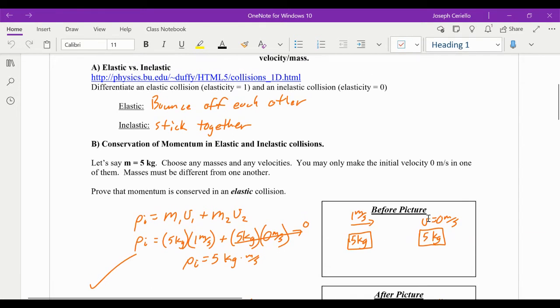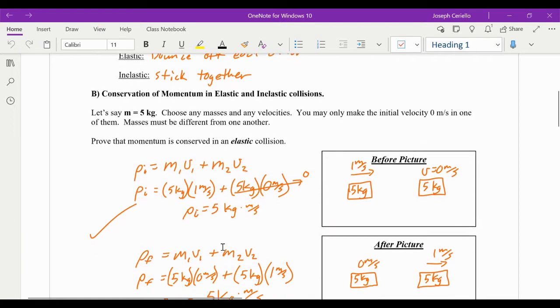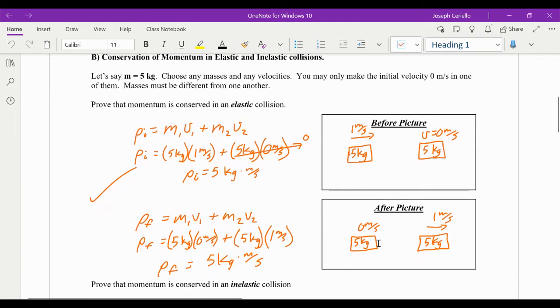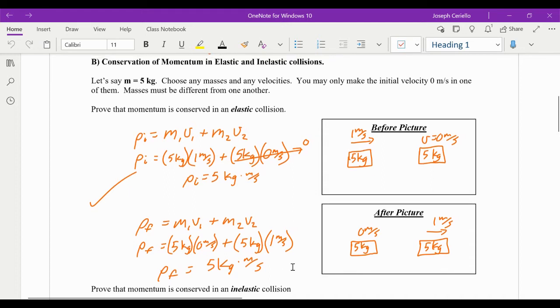So we found the initial momentum of the system, which is just adding up the momentum of each one. So 5 and 0, because 5 times 0 is 0. So the initial momentum of the system was 5. Then we let the two of them collide. After they collided, the 5 kilogram one on the left was no longer moving, and the one on the right was now moving at 1 meter per second. So the final momentum, we find the momentum of each one, and notice how we end up with 5 kilograms times meters per second. So momentum was conserved in this calculation.